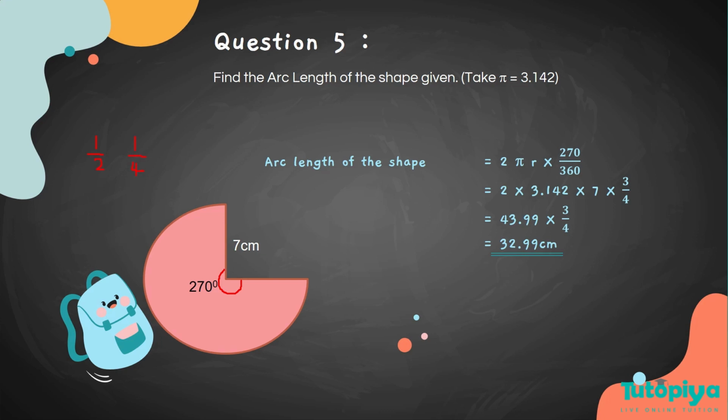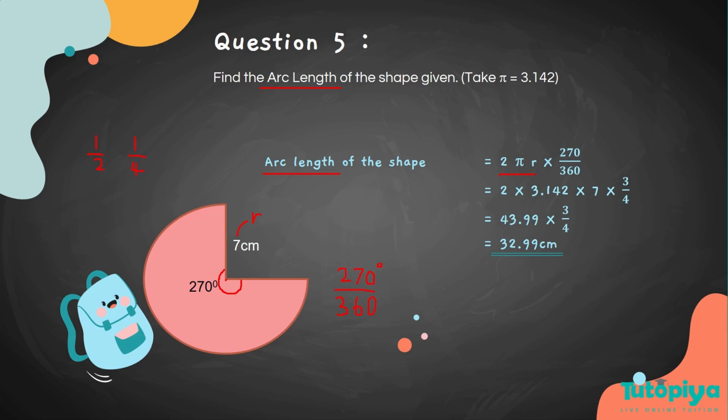So as you know, the angle around a point is 360 degrees. So out of 360 degrees, this arc is having 270 degrees. So you can use it as 270 over 360. We are going to find the arc length, and the question says find the arc length, not the perimeter. So I'm going to see if it is the radius given or the diameter given. They have given me the radius as 7 centimeters. So I'm going to use 2 pi r.